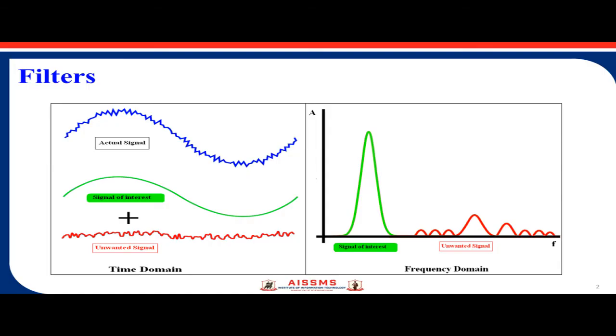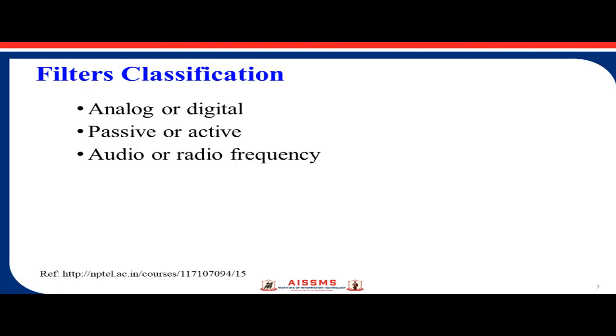Filter is an electronic circuit which performs signal processing function, especially to remove unwanted frequency components from the signal, or to enhance a particular frequency, or both. Filters may be classified in a number of ways, like analog filters, digital filters, passive filters, active filters, audio or radio frequency filters depending upon the frequencies.